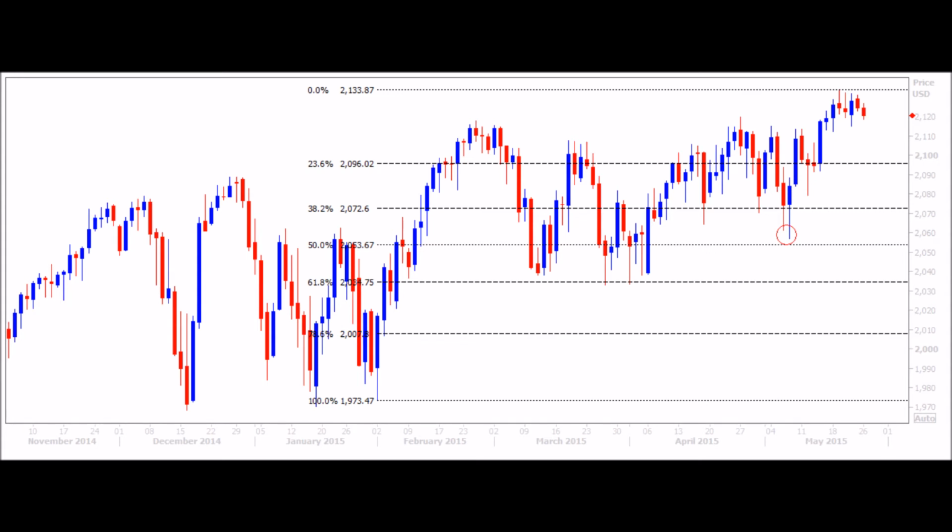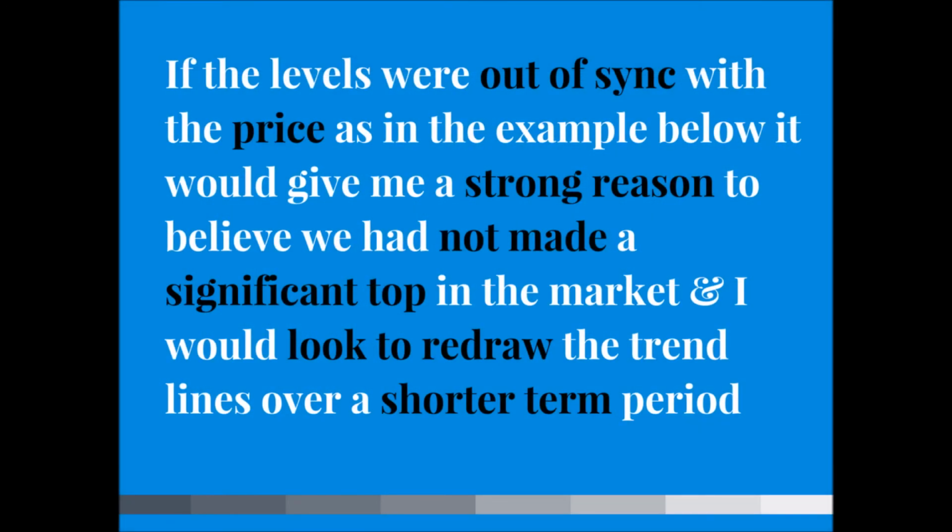As you can see in the chart, this is an up-to-date example. The last candle on the right hand side of the chart is today's, as I wrote that. Because the Fibonacci lines tie in so well with the previous price action, it gives me good reason to believe this is a short-term top for this market. If the levels were out of sync with the price, as in the example below, it would give me a strong reason to believe we'd not made a significant top in the market, and I would have to redraw the trend lines over a shorter period of time.